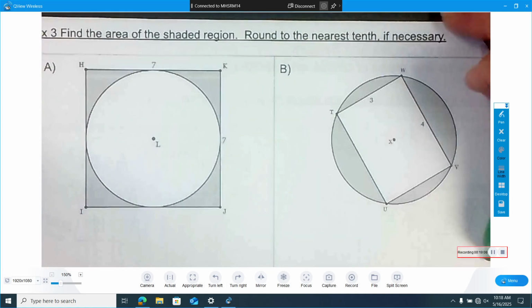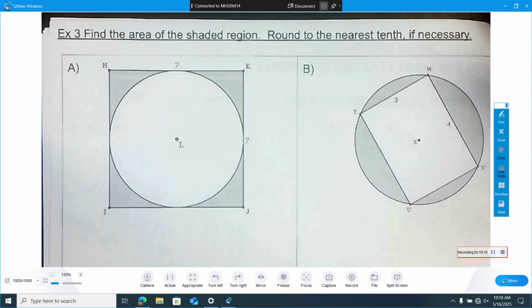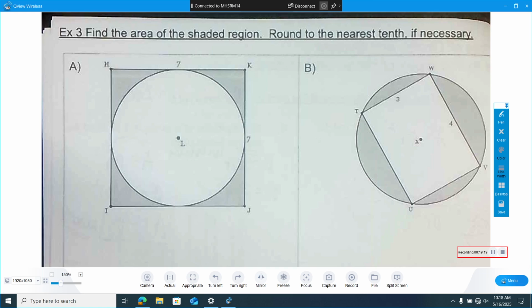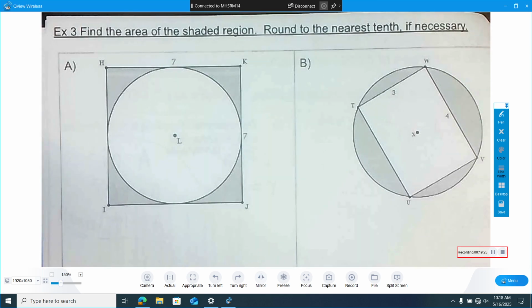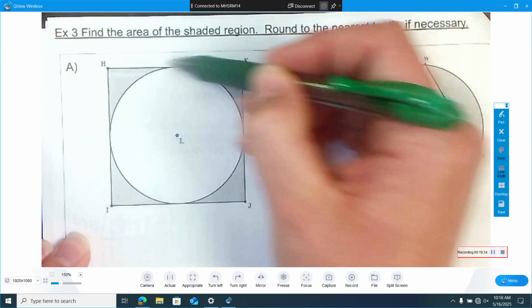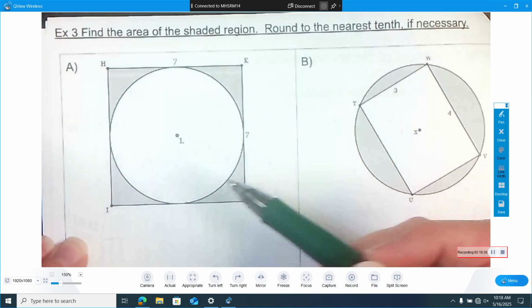So, example 3. We want to find the area of the shaded region, and we're going to round to the nearest tenth if necessary. So we only want the shaded region. Tell me what figures you see in letter A. You see a square, and you see a circle. We see a giant square, and we see an inscribed circle.